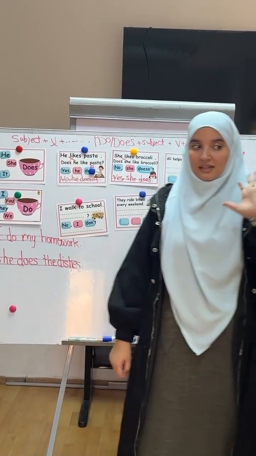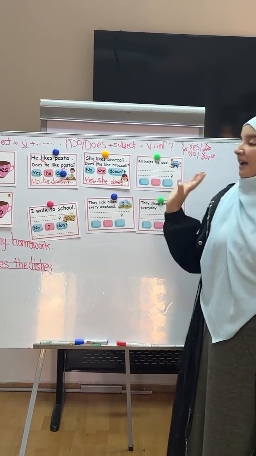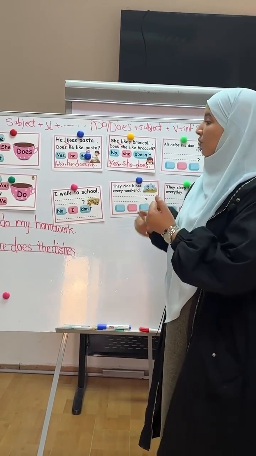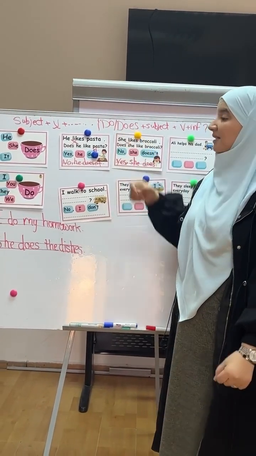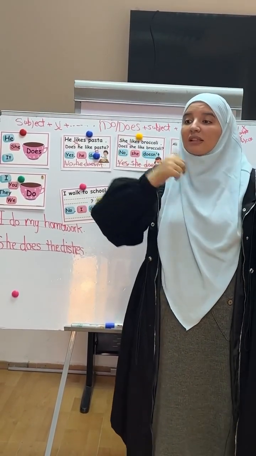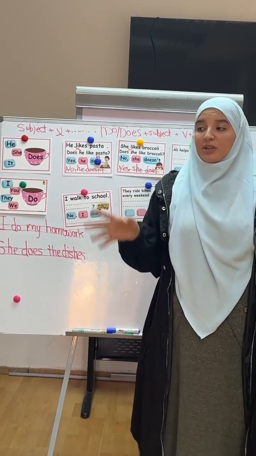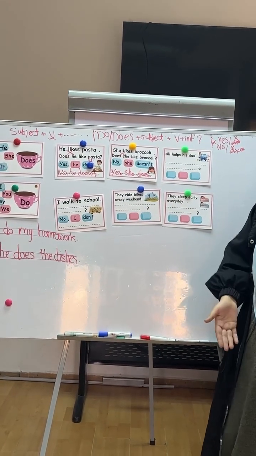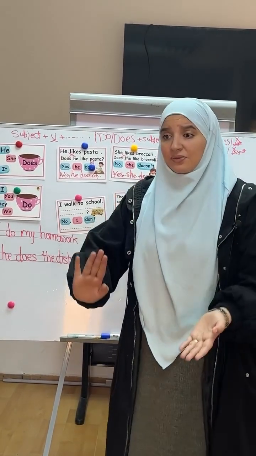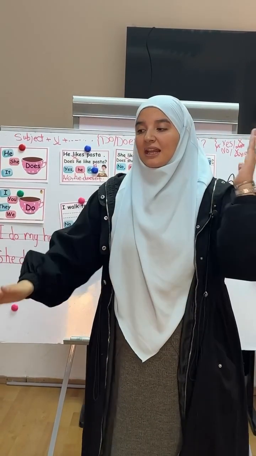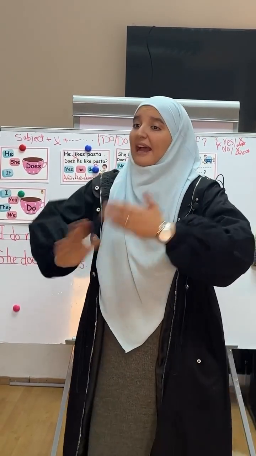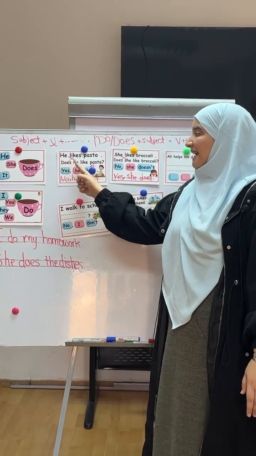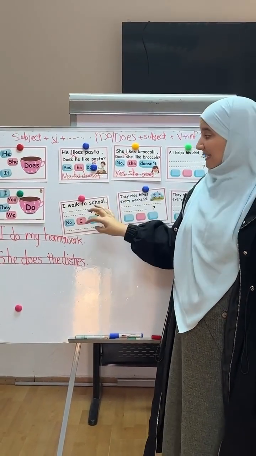So please focus on how to make a question using do or does. Repeat after me. Do or does, plus subject, plus verb infinitive, plus verb without anything. I can say, does he like pasta?